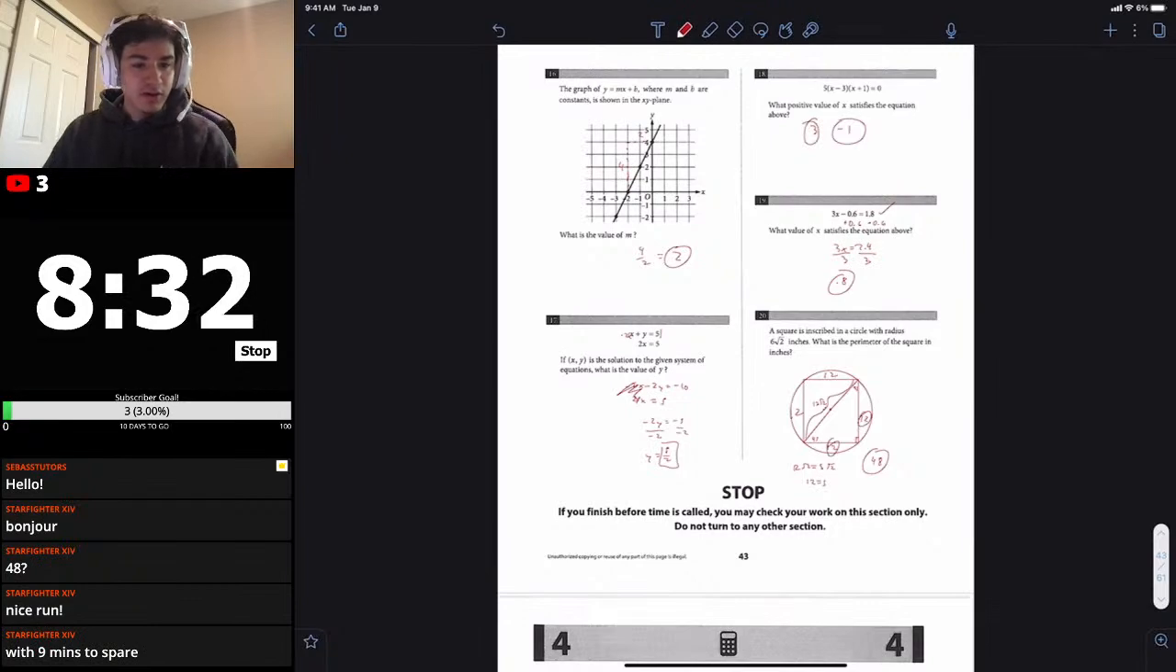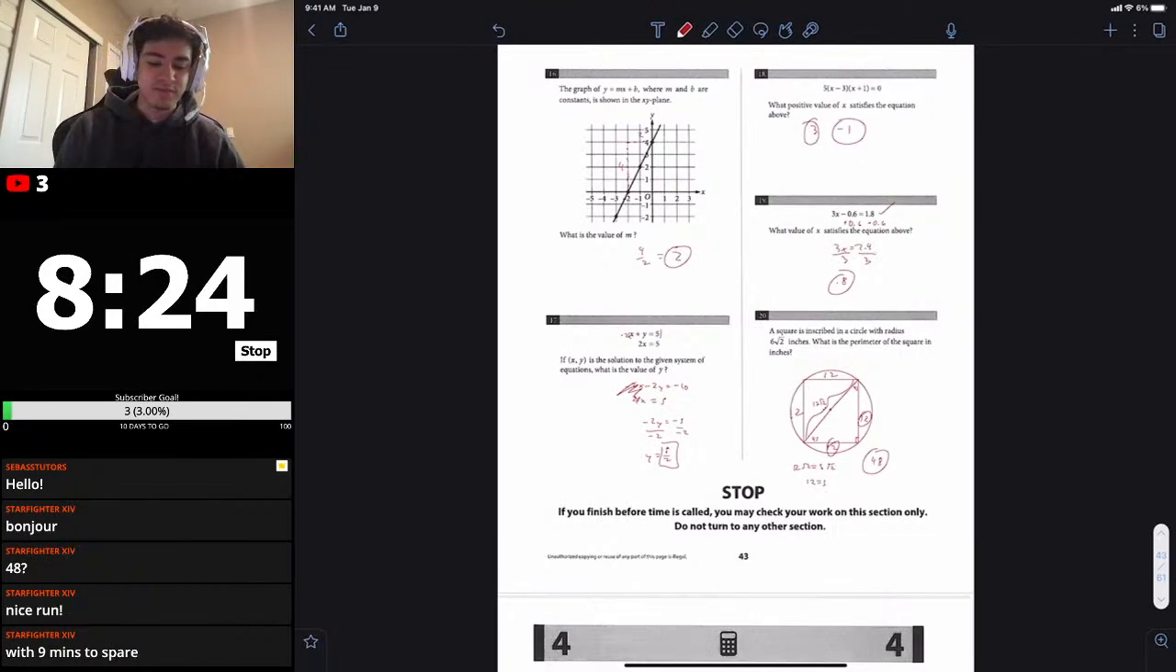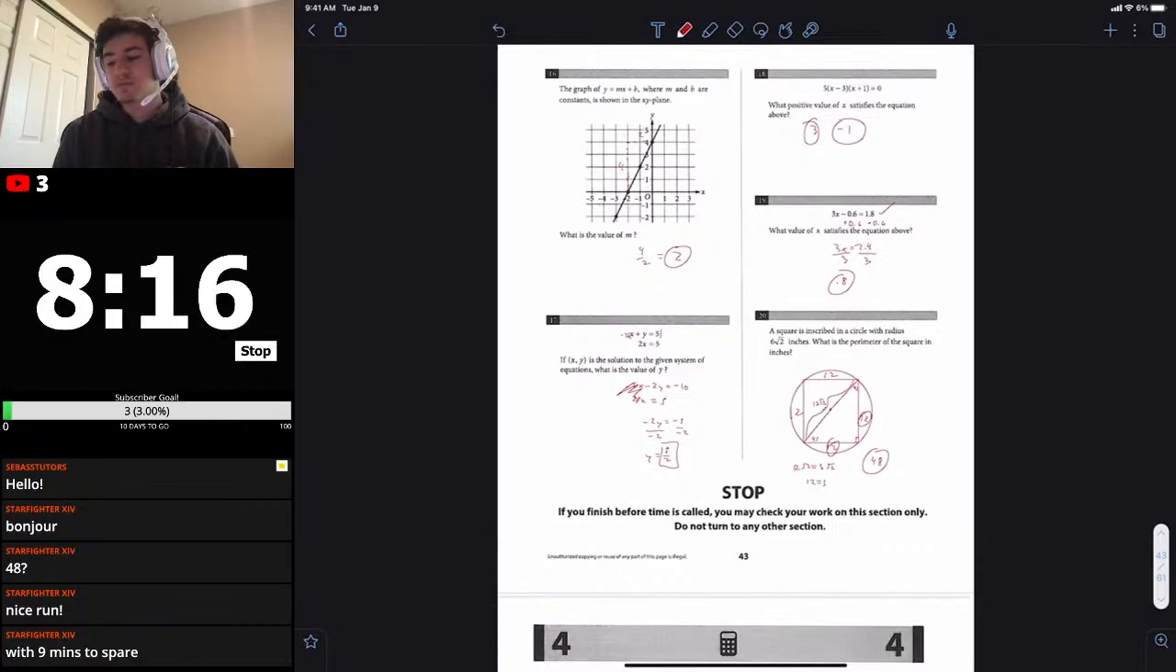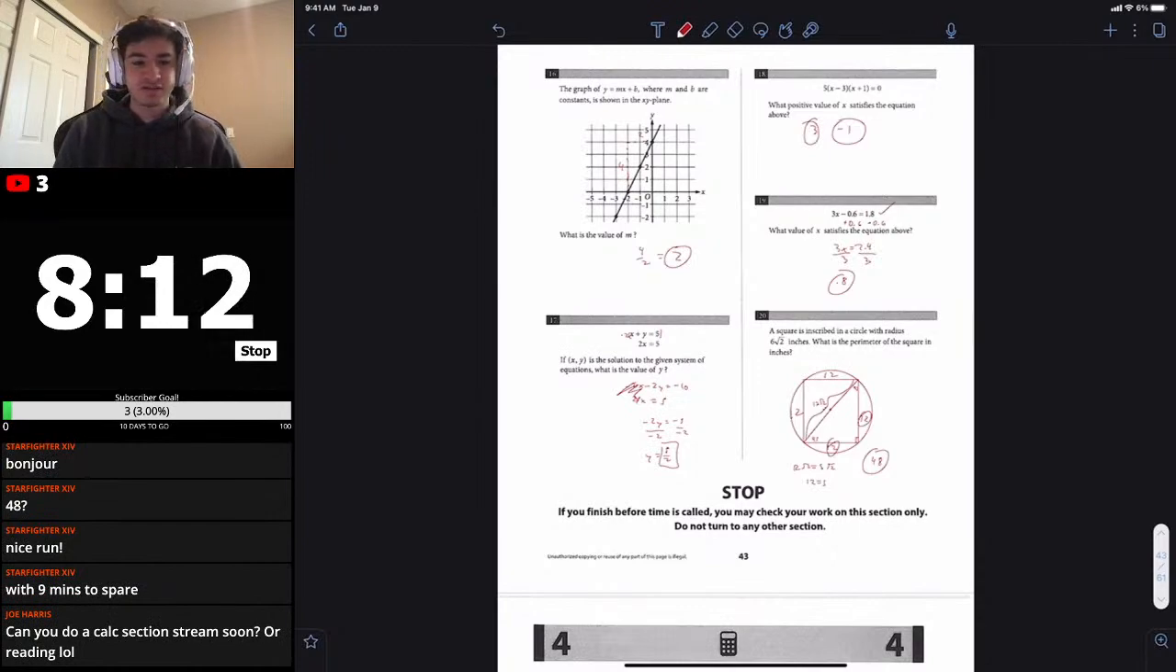Nice run. 9 minutes to spare. Yep. Usually on the SAT, I like to aim for a no calculator section. If I'm on the real test, I would aim for about 10 minutes to spare, if possible, but it really just depends on how fast you do these problems and the difficulty of the test.